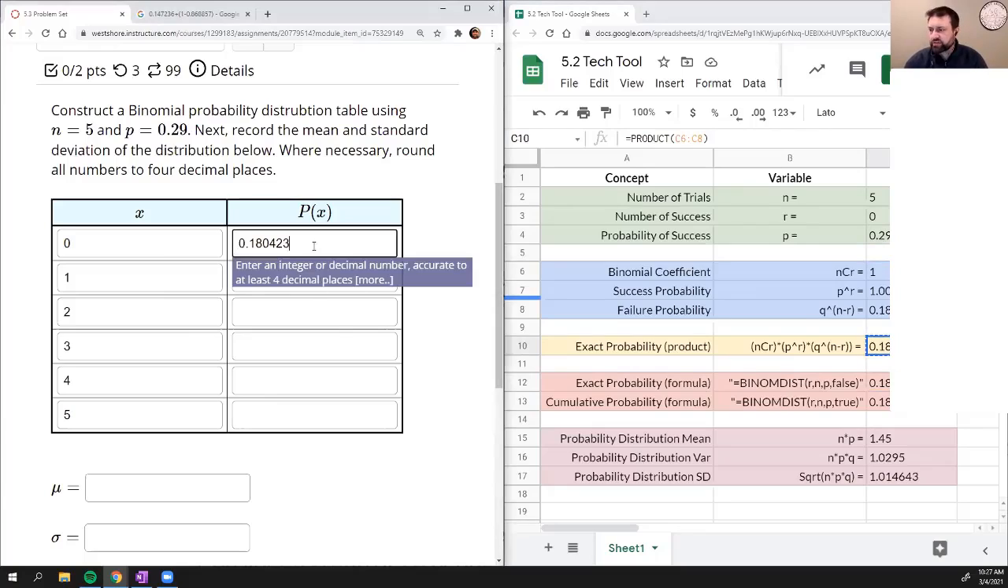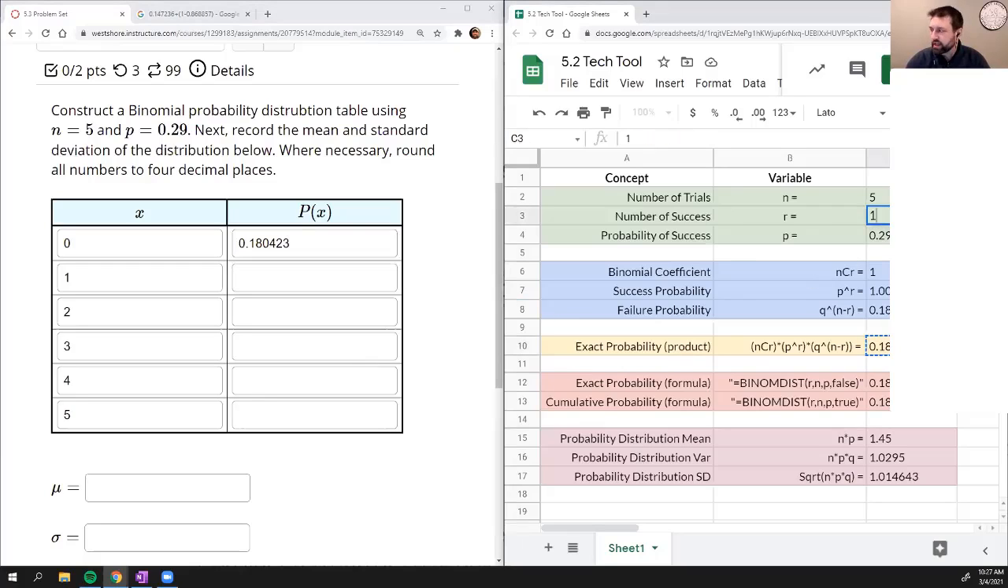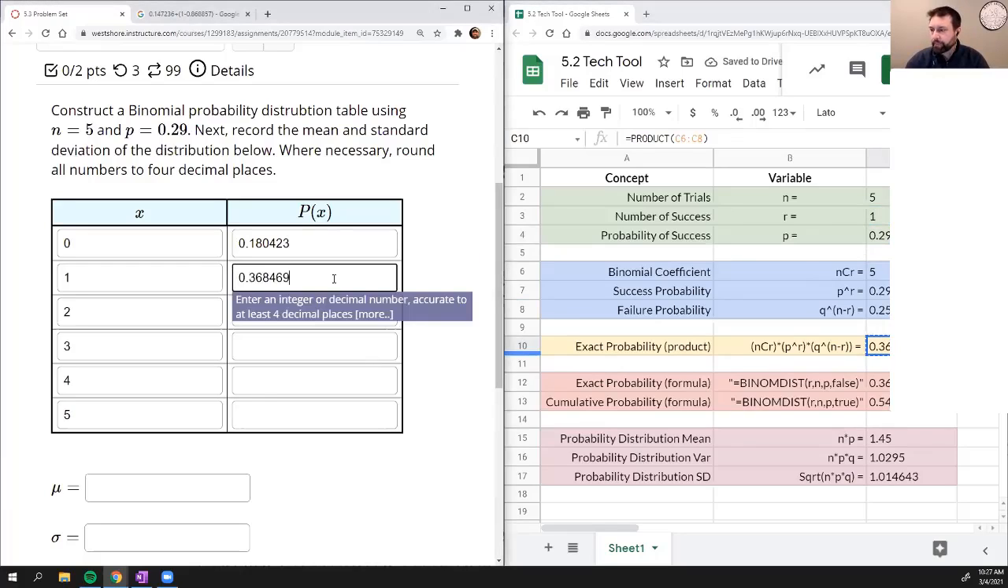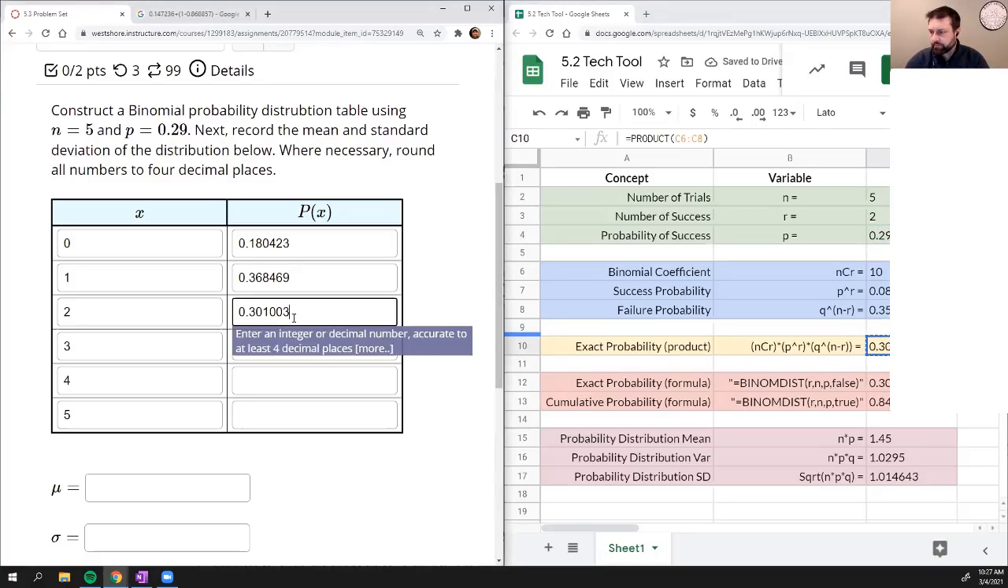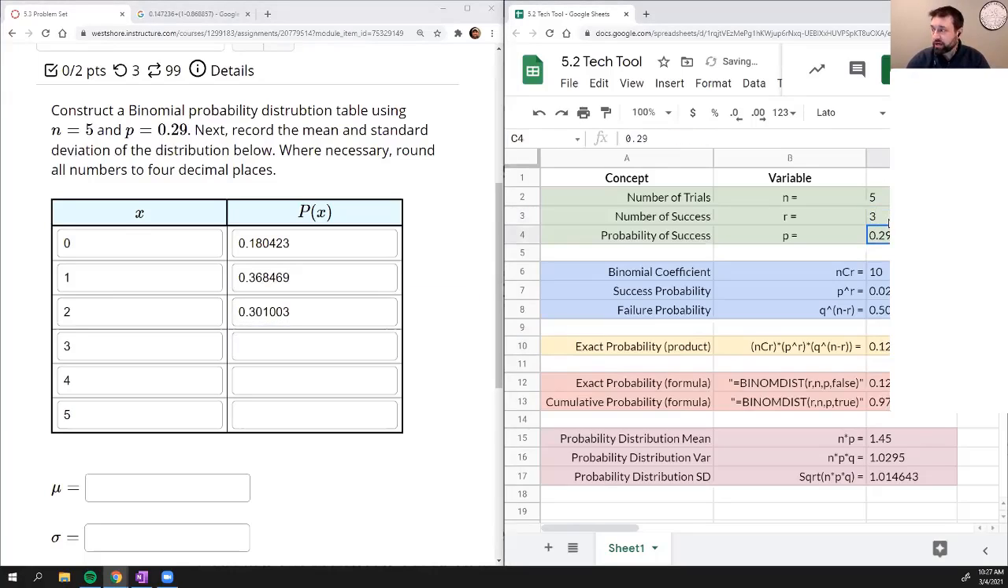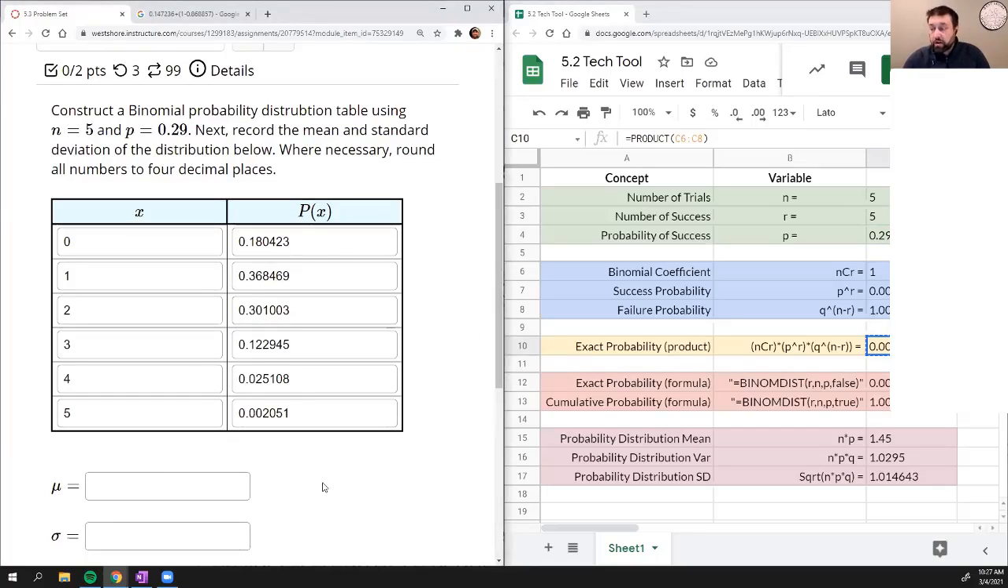So copy, paste. What's the probability of getting exactly 1 correct? I'll change that to a 1. And now I get this. And getting 2 correct. There we go. There's the number 2. Copy, paste. Probability of getting 3 correct. You can see where this is going. So here are all the probabilities. If you added these all up, what would you get? 1, right? If you added all those probabilities up, you would get 1.